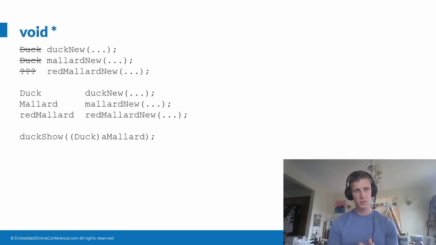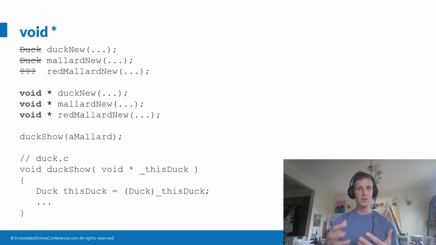So one solution, the best one that I found, is to take all of our functions that make our objects and have them return a pointer to void, right? In C, this is a pointer to anything basically. So now I can call duck show on this void pointer, because that's how I've written the function signature. You can see right here that duck show accepts a pointer to void. And basically in the first line of my code, I just recast this to be a duck. Effectively what it does is it lets me totally circumvent the type system in C.